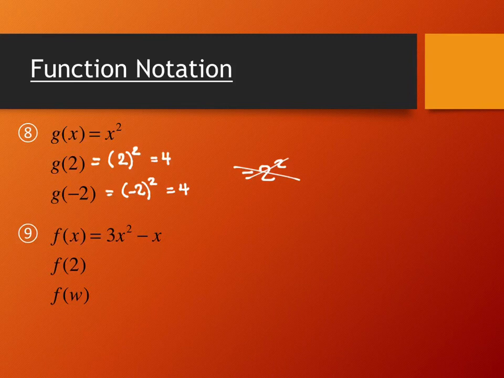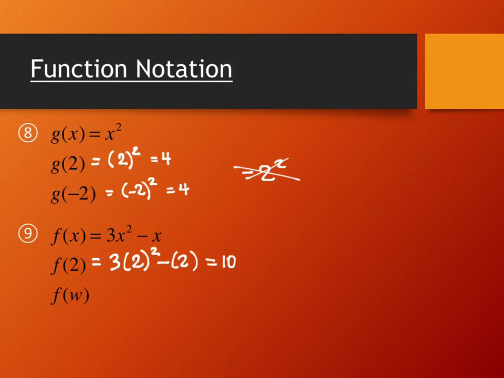So now my function output is 3x squared minus x, and my variable is x. So f of 2 means that no matter how many x's there are, they will all be replaced by the number 2. So I have 3 times 2 squared minus 2. And you notice the parentheses are around the 2's, every input there is. And then we simplify. Order of operations always. So 2 squared is 4 times 3 is 12. And then 12 minus 2 would be 10.